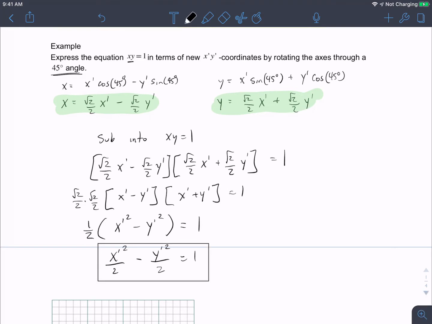Now, this equation that we have should be familiar to you, very similar to what we did in previous sections.